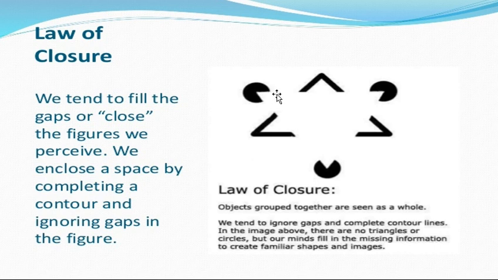Our minds fill the missing information to create familiar shapes and images. Okay? This is the perceptual quality of mind, that it creates familiar shapes and images. This is law of closure. We can say that according to this law, a bit incomplete object or figure can be perceived as complete because of the brain tendency to perceive things as a whole. The individual himself fills in the gaps at the sight of an incomplete square or circle. Okay?